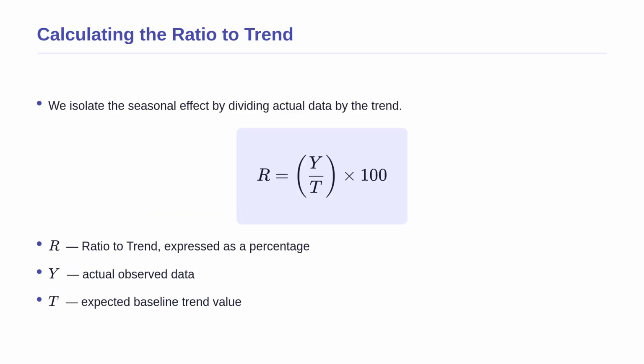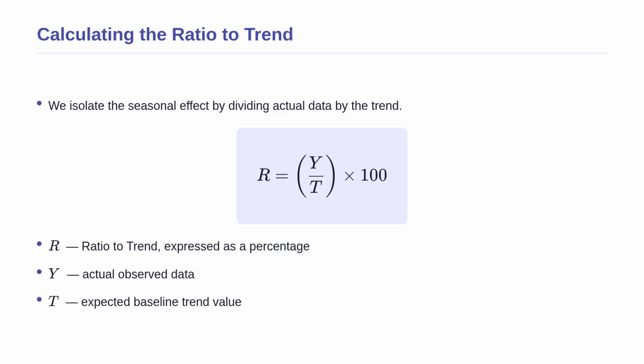Now that we have simplified our model to just trend and season, how do we actually extract the seasonal effect? We do this by reversing the multiplication. We take the actual observed data, Y, and divide it by the expected baseline trend, T. This division effectively strips away the long-term growth. To make the result intuitive, we multiply by 100 to express it as a percentage.